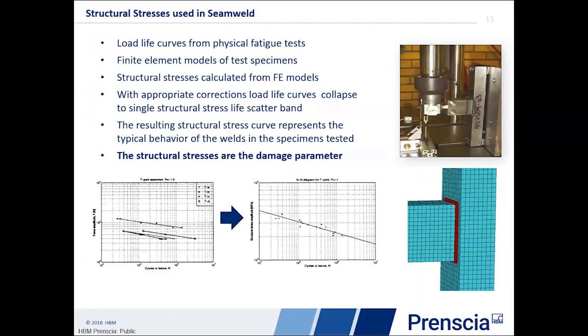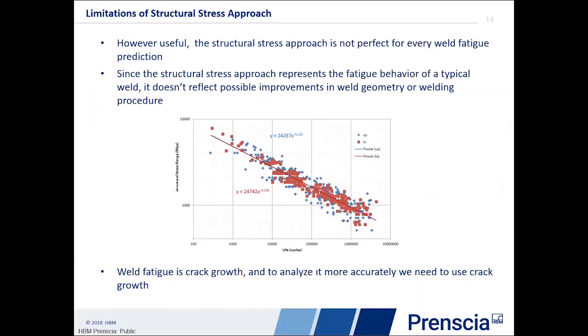Again, one of the things that we have seen is that the weld strength really isn't as strong a function of the parent metal. And this has worked very well for decades. However, there are times when this approach isn't all that useful. And one of the things that the structural stress approach doesn't do is really capture details about the welds.